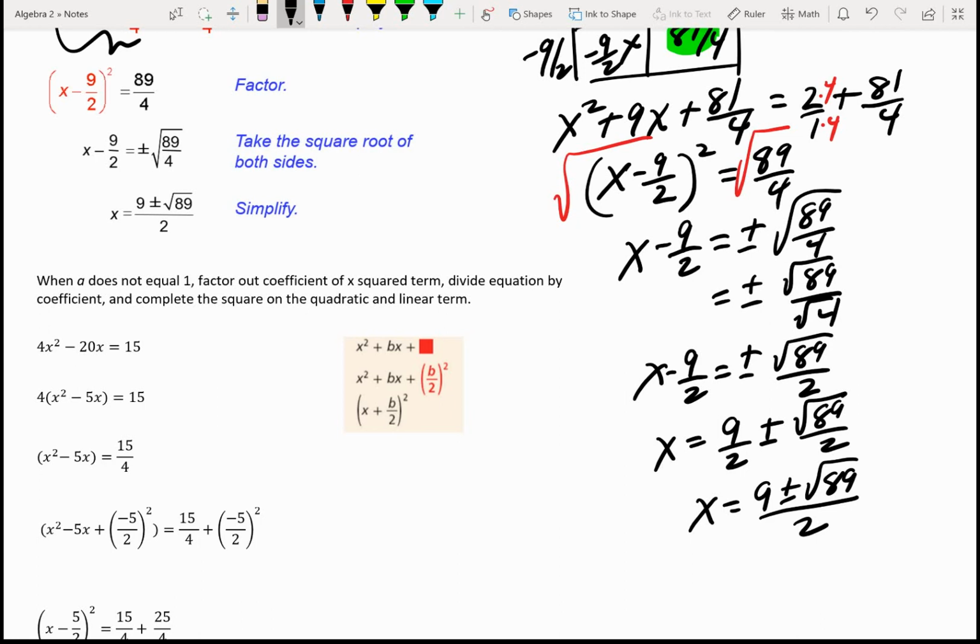Okay, so that's it for that first part of completing the square. And then the second part, we'll take a look at what happens when a is not equal to 1. So that's a little more work. So we'll have part 2.